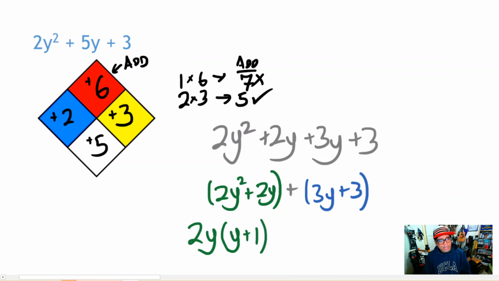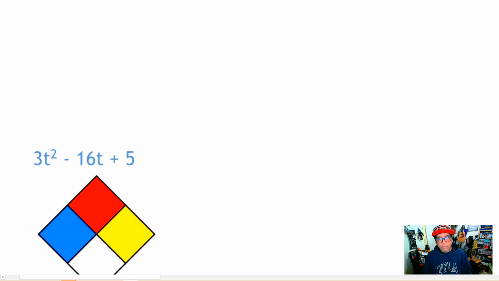And I can check by distributing. 2y times y is 2y squared. 2y times 1 is 2y, so that's good. We'll put our plus sign, and we'll factor out the blue group. Let's see, 3y and a 3. It looks like I can definitely factor out a 3. 3y divided by 3 is y. 3 divided by 3 is 1. So that's looking really good.